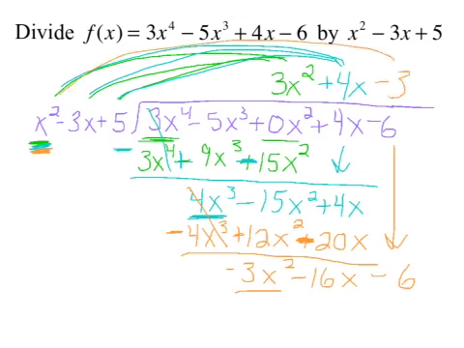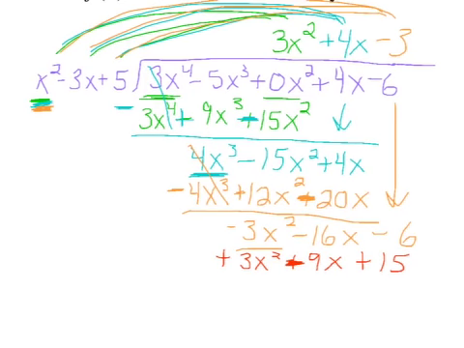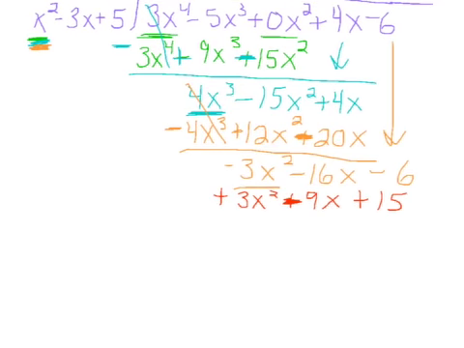And now we're going to multiply everybody by negative 3. So that is going to give me negative 3x squared plus 9x minus 15. And now we need to change all the signs and then add them together. So we end up with negative 25x plus 9.